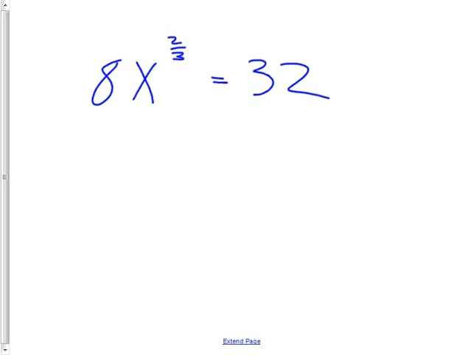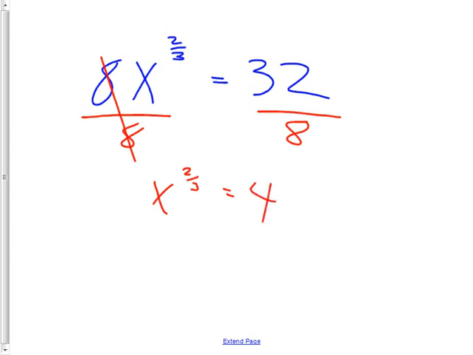Back corner underneath the star, say names. So, what do you say? How do I start? You get why I did that? Is that what you said? Okay, good. Then this becomes x to the 2/3 equals what? Good. Now what?